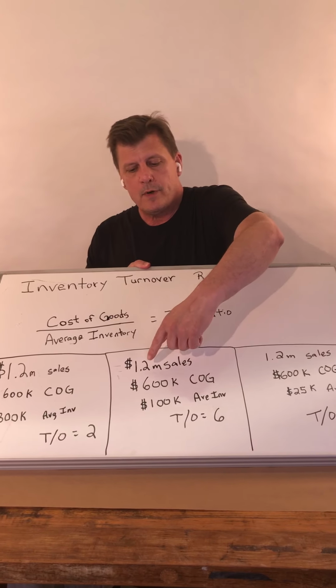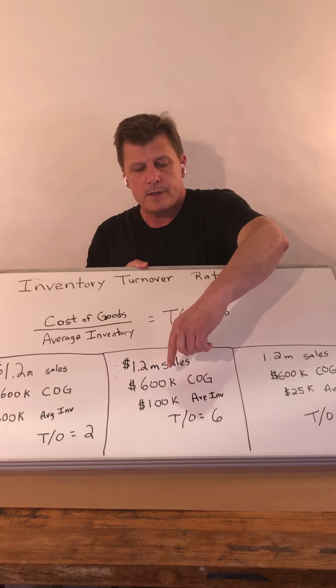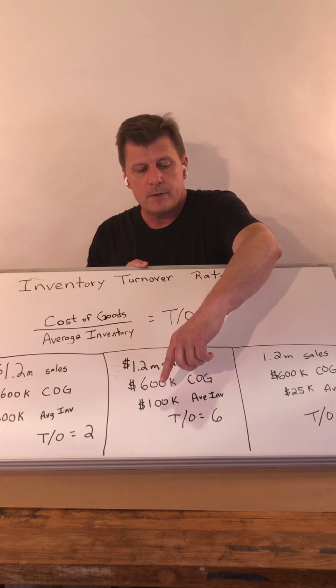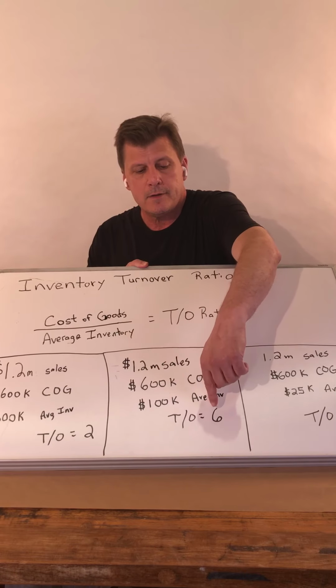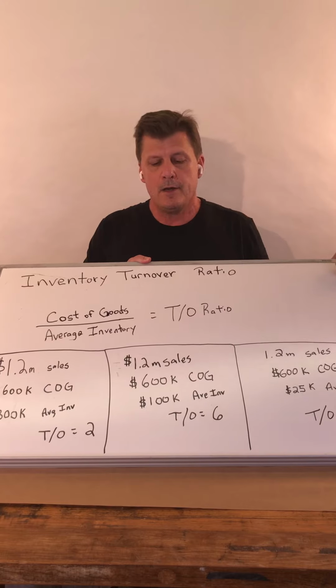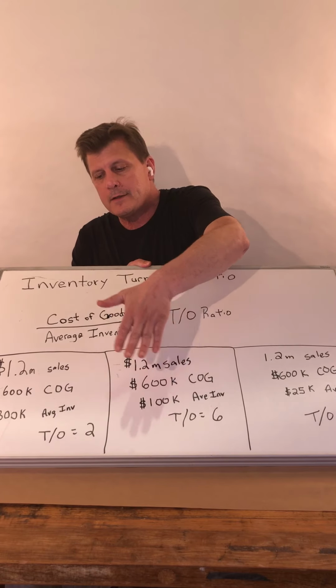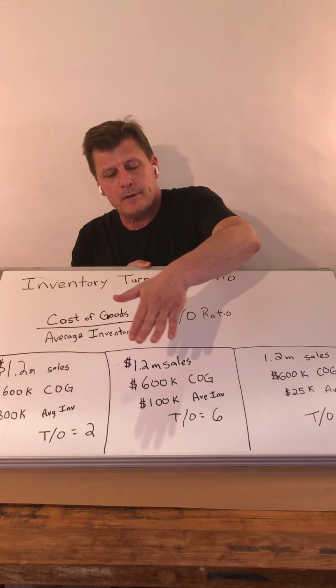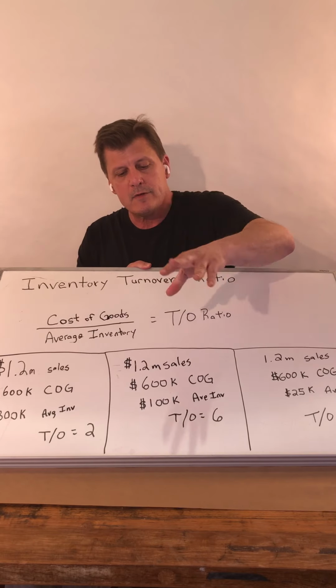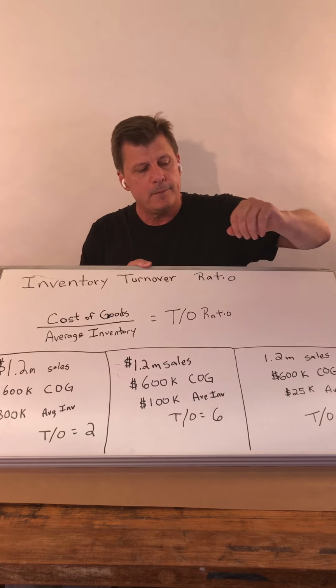If you sold $1.2 million in a given period of time with the same cost of goods, but you only had an inventory of 100,000, that's a 6. That's a lot better number. The value of this company is a lot more than the value of this company. And the way they do that is by getting inventory in and out, in and out, in and out, throughput.